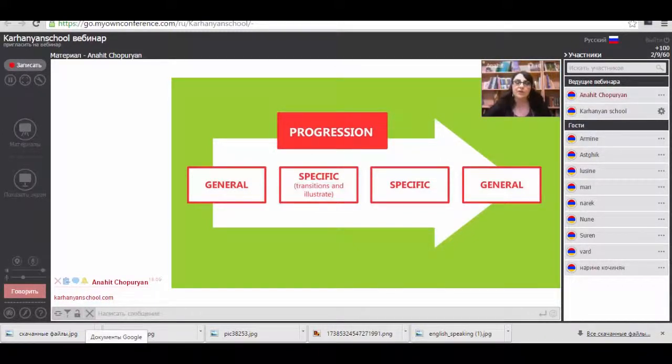And then you have general again, which is the conclusion. Sometimes, if you see that you are short of time, this part you can omit. But make sure to lead your listener through these steps.